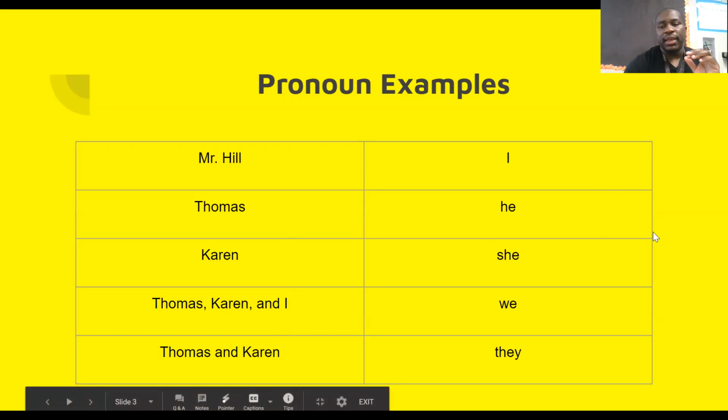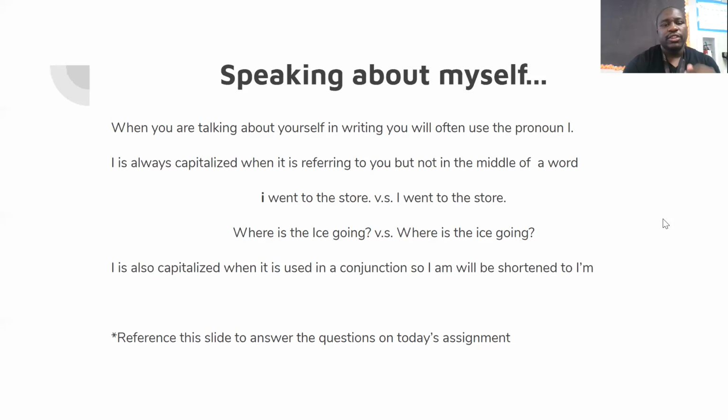So let's talk about the cases where we're going to be capitalizing I. So when you're speaking about yourself and writing, you're often going to use that pronoun I. I is always capitalized when it is referring to you and it's by itself, but you don't just start randomly capitalizing I's in the middle of words. For example, you see here, I have an I here by itself and that's capitalized. But here in the middle, I don't have it capitalized because it's not by itself. It does not mean a person. It's just the letter I at that point. So you have to be careful of that distinction.